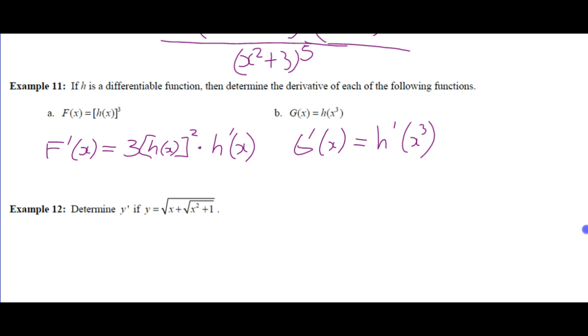So for the derivative of that, we don't have a power up there, so we don't know what to do with that. And the inner term is 3x squared. Right? So there's a difference there. One is h of x quantity cubed, so we take its derivative: 3 times h of x squared times the derivative of the inner function, which is h prime of x. And here we just have h prime of x cubed, so it's h prime of x cubed times the derivative of the inner function.